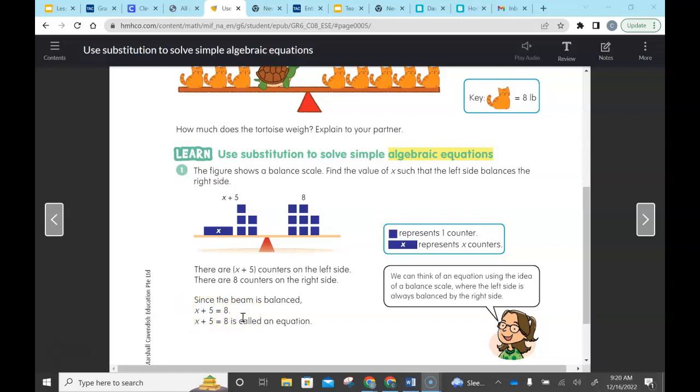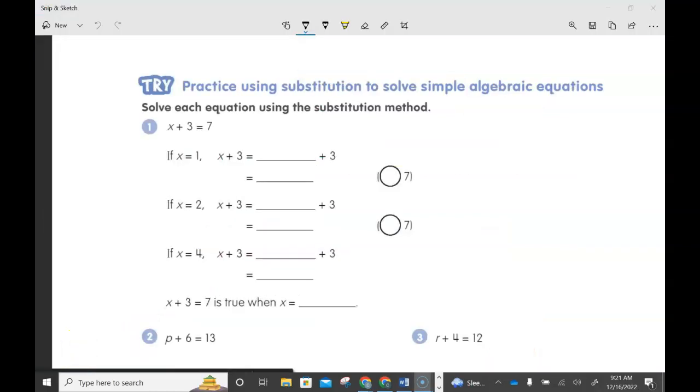Now, there's a couple strategies that we can use. First of all, we're going to take a look at using substitution to solve simple algebraic equations. Now, what I mean by substitution, let's take a look at page 59, question 1. It says x plus 3 equals 7. We're trying to find a solution to what x is for this equation. So what plus 3 gives us 7? Now you may understand this right away, but we're going to go through the process here because you'll need to understand this process when you solve some more complex algebraic equations.